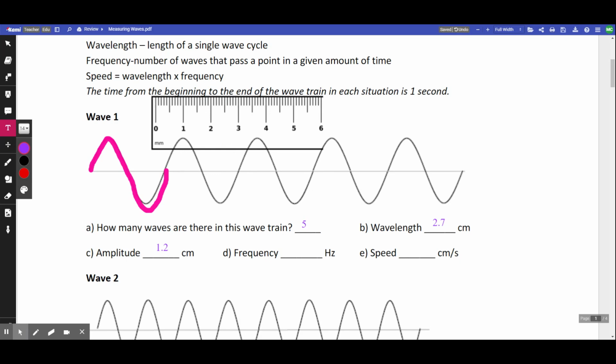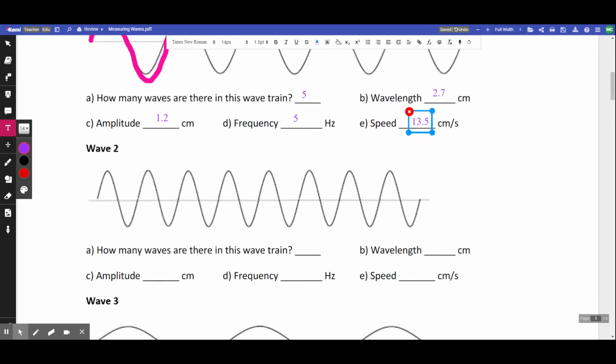Frequency is the number of waves that pass per second. So we're assuming this entire wave train takes 1 second. So if there were 5 waves in this 1 second, its frequency would be 5. Wave speed is just wavelength times frequency. So 2.7 times 5. So 13.5. Okay. So you'll do the same thing for all of them.